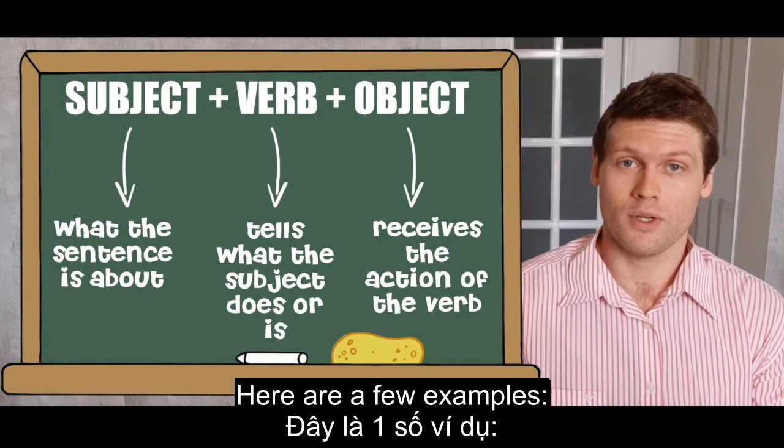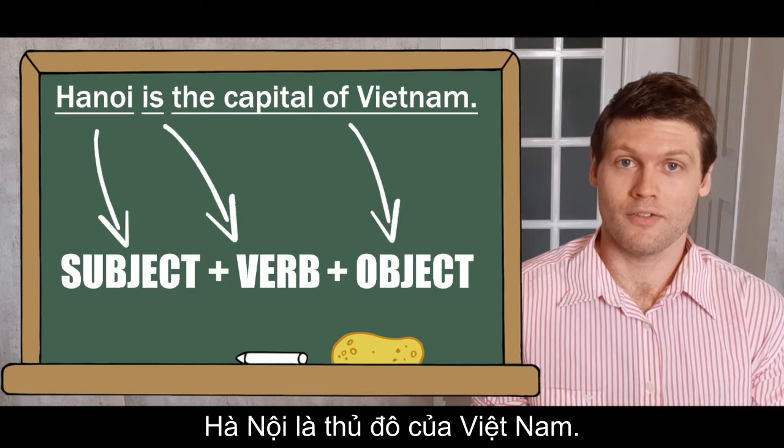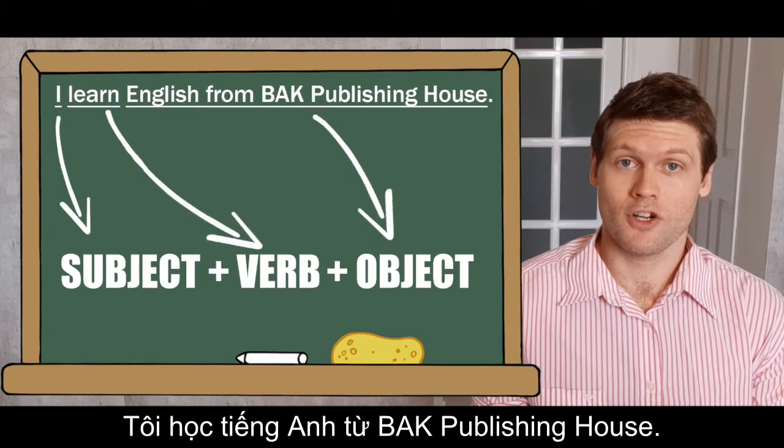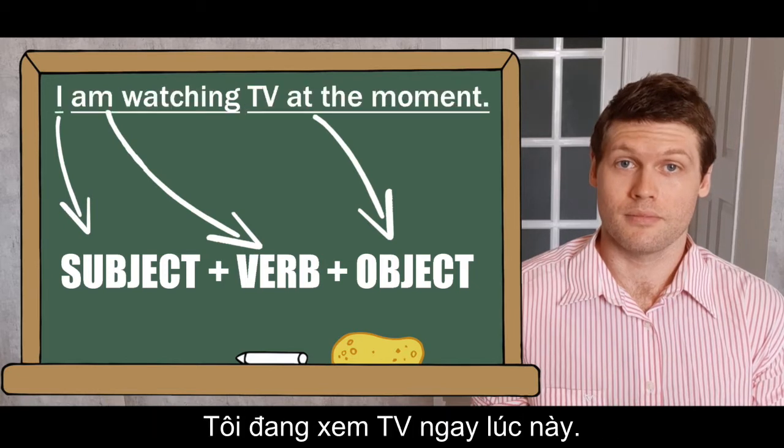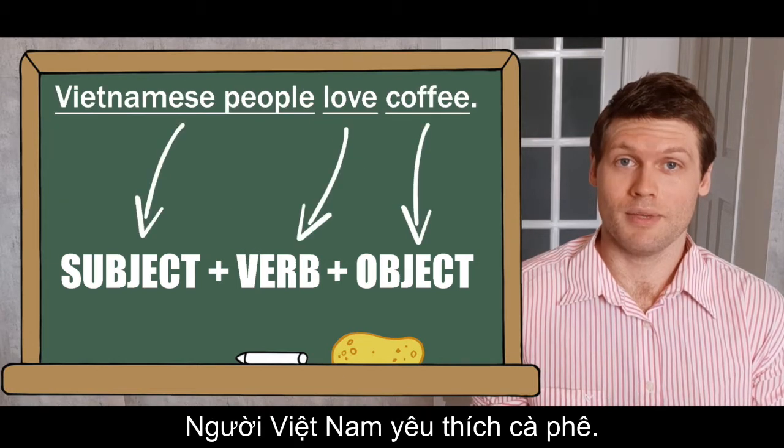Here are a few examples. Hanoi is the capital of Vietnam. I learn English from BAK Publishing House. I'm watching TV at the moment. Vietnamese people love coffee.